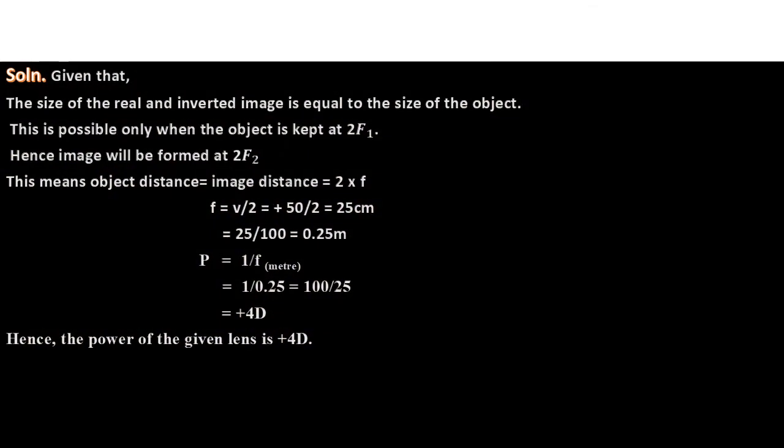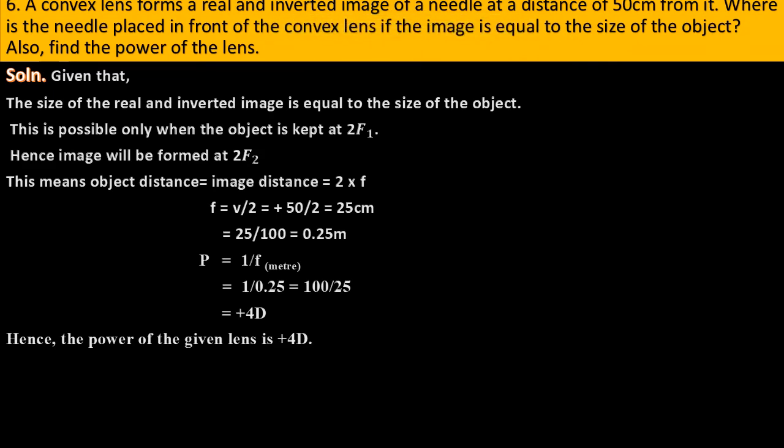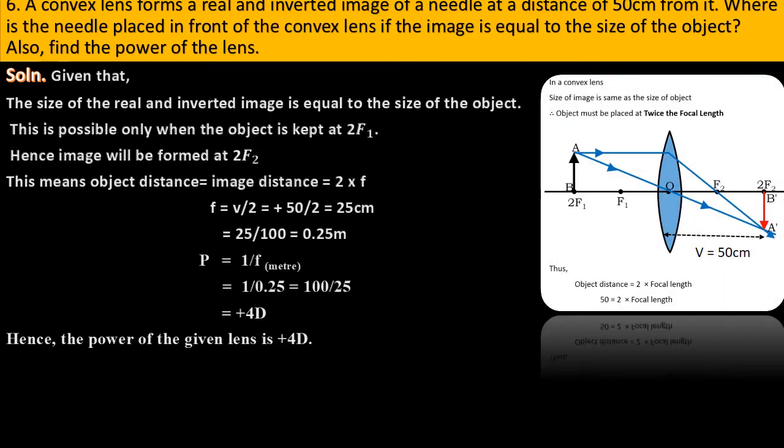Question number 6. A convex lens forms a real and inverted image of a needle at a distance of 50 cm from it. Where is the needle placed in front of the convex lens if the image is equal to the size of the object? Also, find the power of the lens.